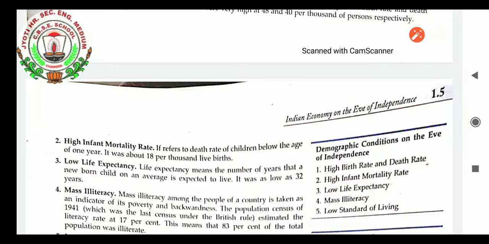Life expectancy means the number of years that a newborn child on an average is expected to live. It was as low as 32 years.